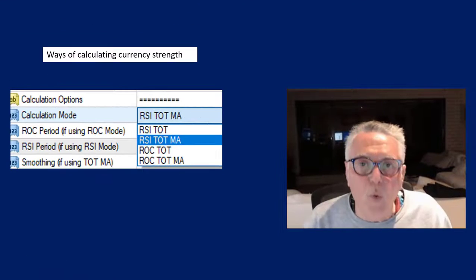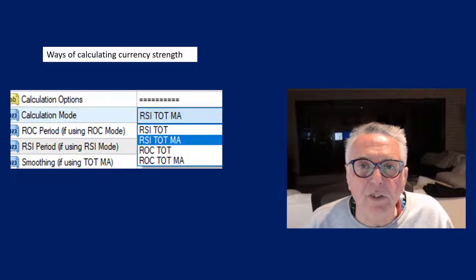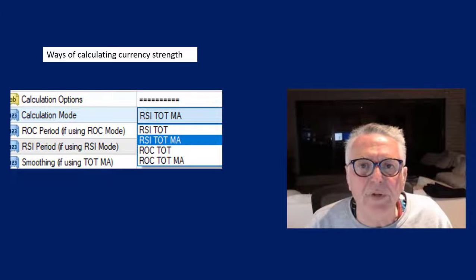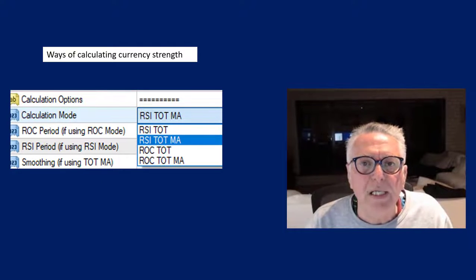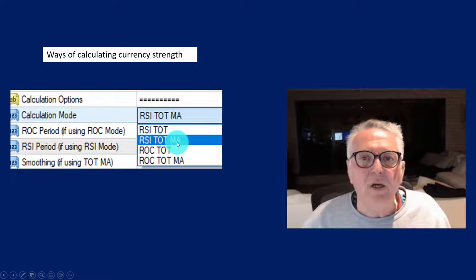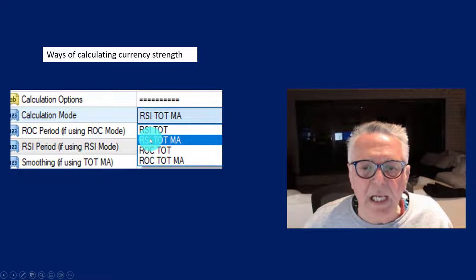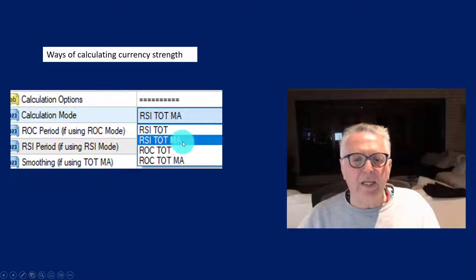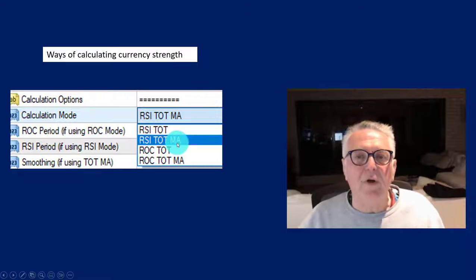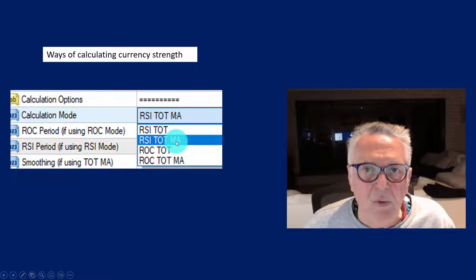Now, there are 4 ways of determining the strength and weakness of currencies. They're shown there. I will make another video to explain those 4 ways in a little bit more detail. I use the RSI MA combination. That gives me the best readings, and that's the one that I like. But you can use any of those and experiment with them. You'll find you'll come back to the RSI MA.